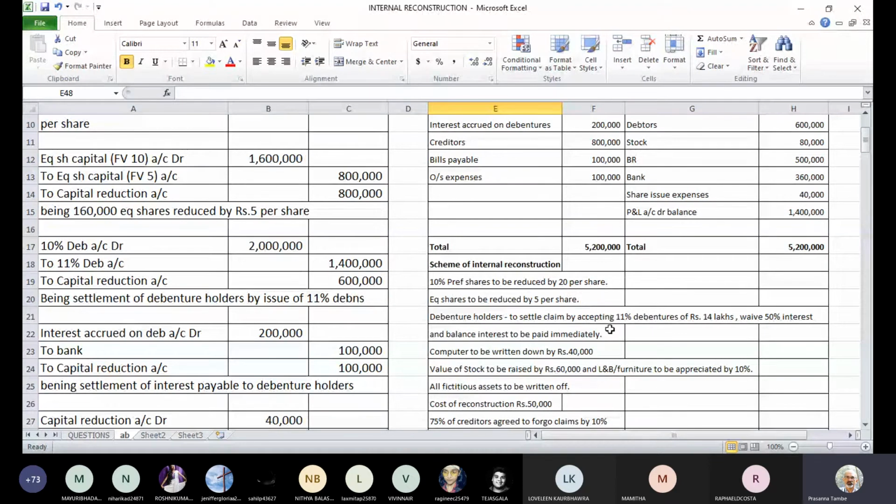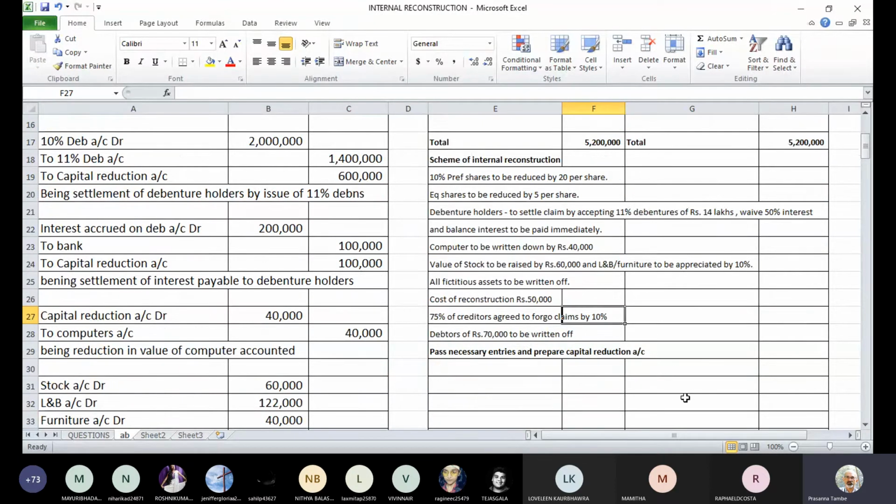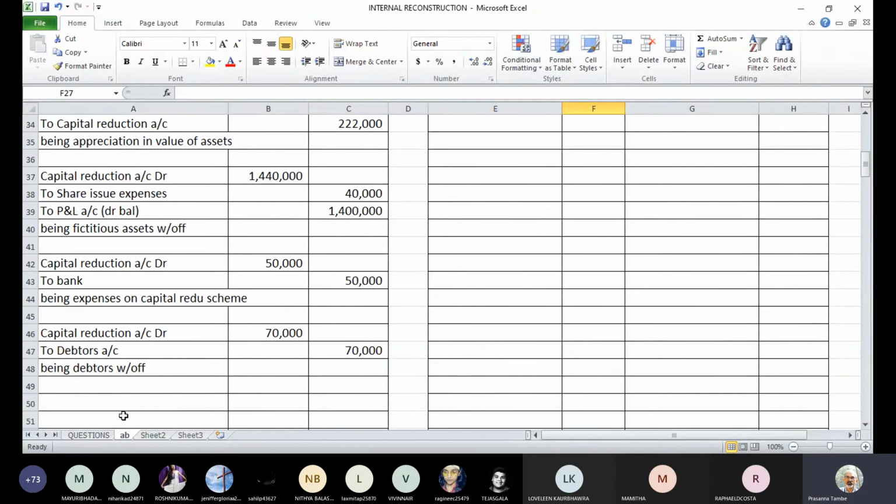Only 75% of the creditors. So out of 8 lakhs, if you take 75%, it is 6 lakhs worth of creditors, who are giving you a discount of 10%. So discount amount will be 60,000 rupees. And this discount amount will be credited to capital reduction account. So next entry will be creditors account debit.